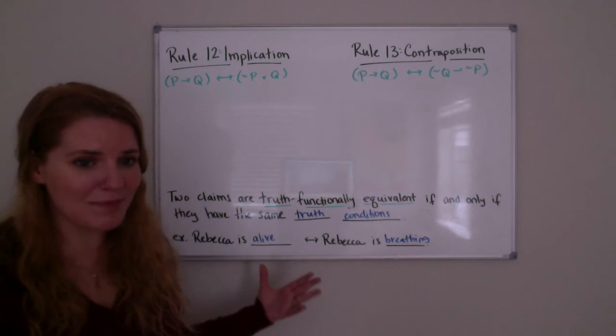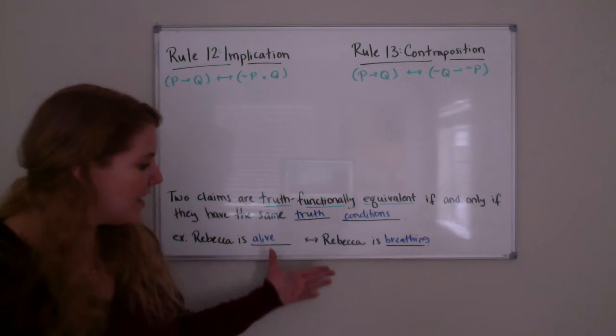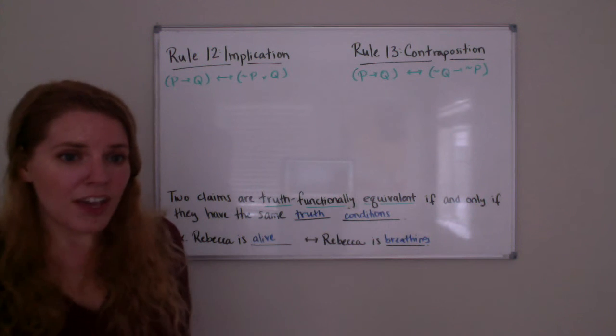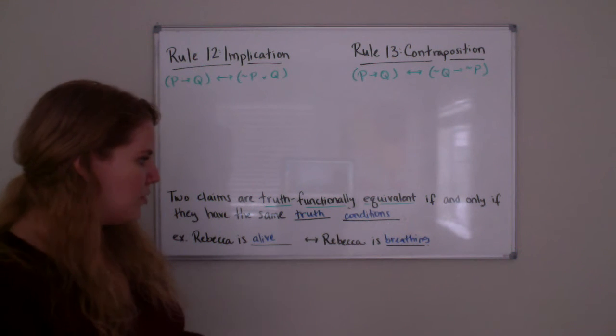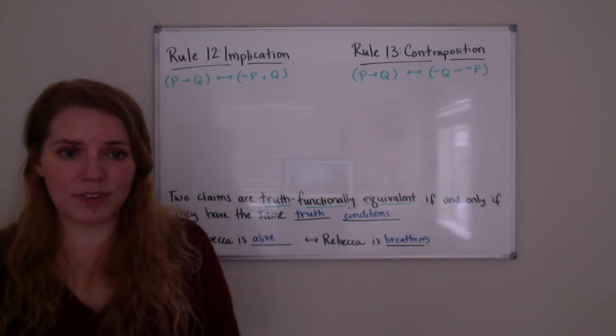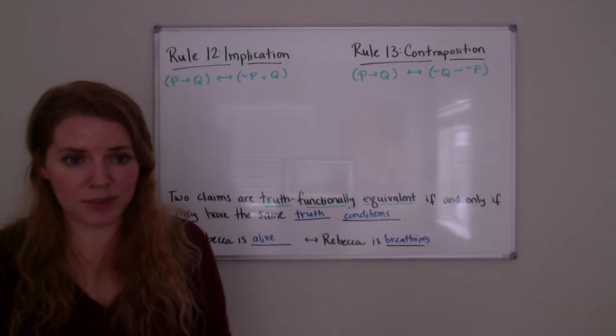We know that if someone is alive, then they are also necessarily breathing. And if it's the case that someone is not alive, then they're not breathing, and vice versa. Okay, so these claims are truth functionally equivalent. They have the same truth conditions. They also would have the same truth tables. So two claims that are truth functionally equivalent have the same truth tables.